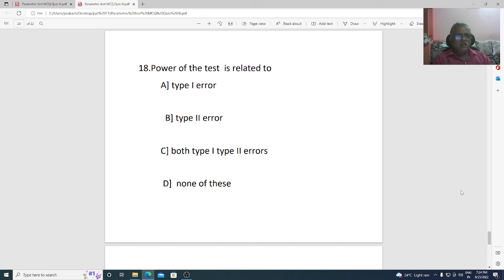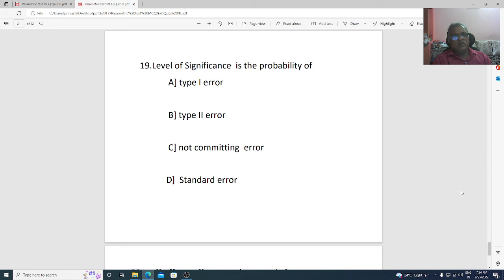Question number 18. Power of test is related to option A, type 1 error, option B, type 2 error, option C, both type 1 and type 2 error, and D, none of these. The correct option is type 2 error. And question number 19. Level of significance is the probability of option A, type 1 error, option B, type 2 error, option C, not committing error, and D, standard error. The correct option is option A, type 1 error.